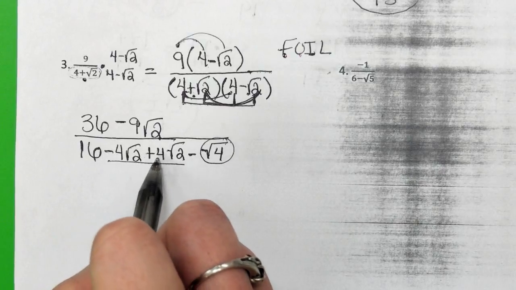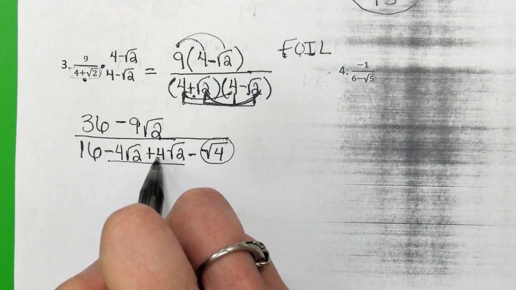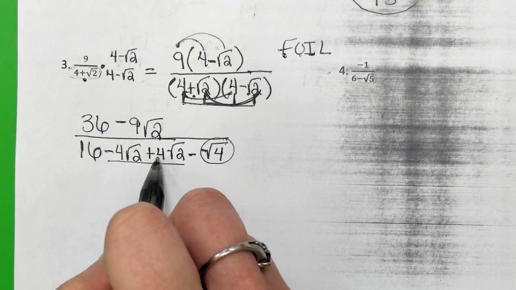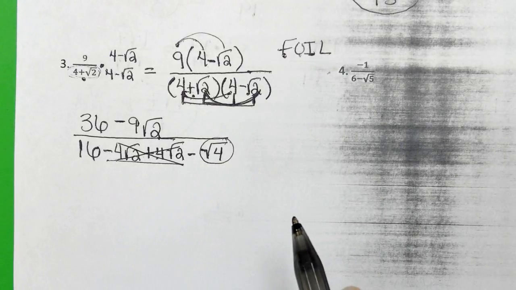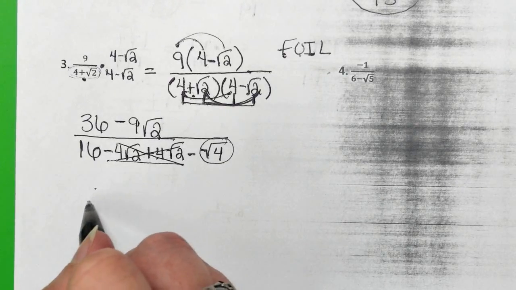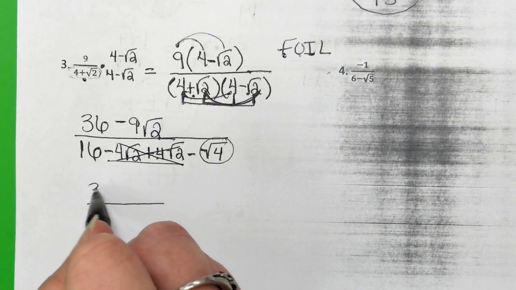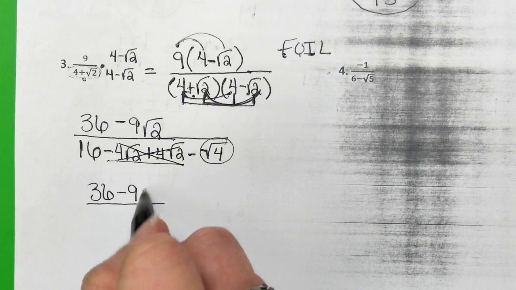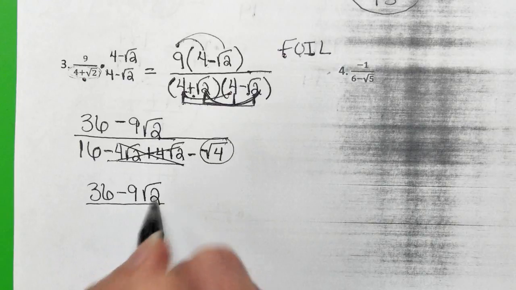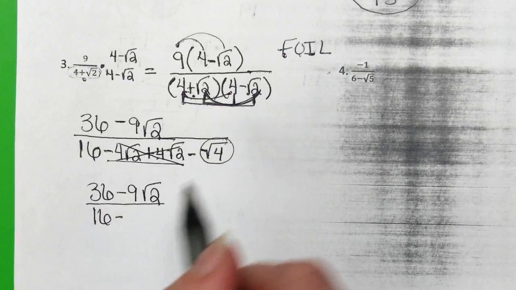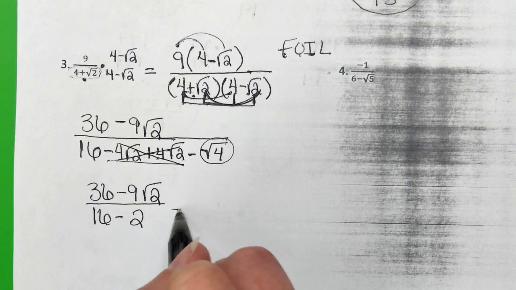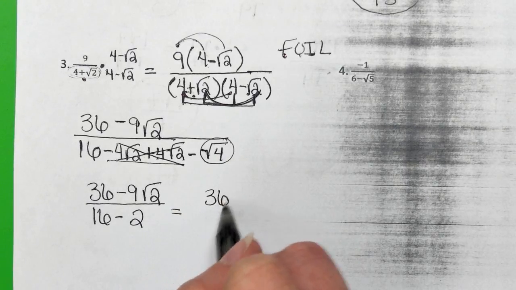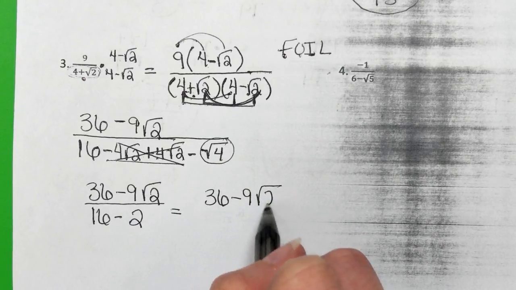What's negative 4 plus 4? 0. What's negative 4 plus 4? 0. Very good. So it goes away. Alright. Now you have that. And I have 16 minus, and Alfredo told us this was 2. So what's 16 minus 2? 14. Very good.